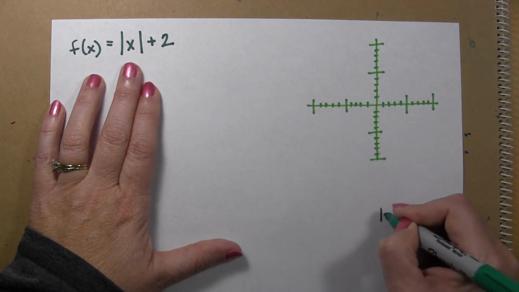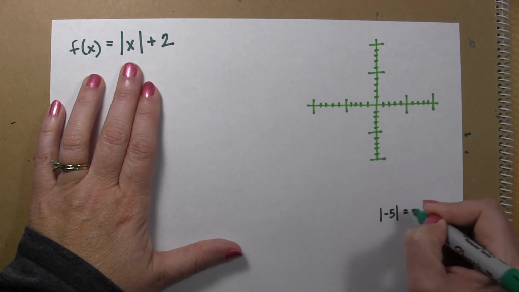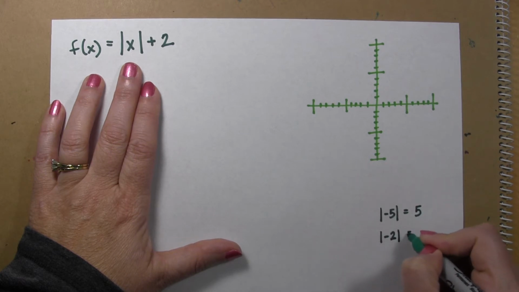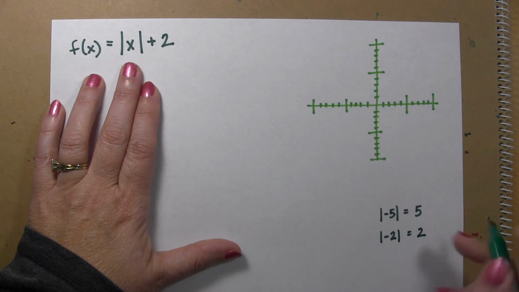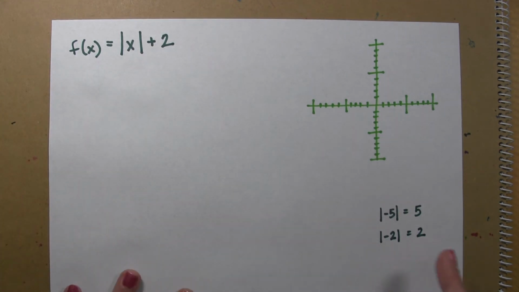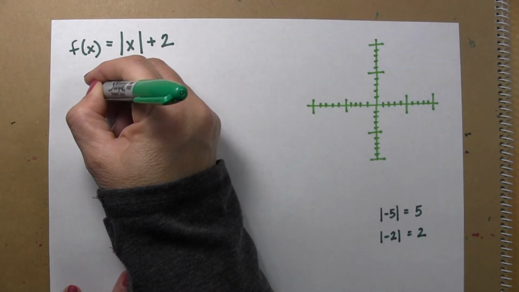Where shall I write this? I'll write this down here. So absolute value of -5 is +5. Absolute value of -2 is +2. Anytime you put a negative number in for x, you're going to get a positive number back out. Does that make sense? Okay, so that means that, well, you'll see what that means. Let's make our XY chart.